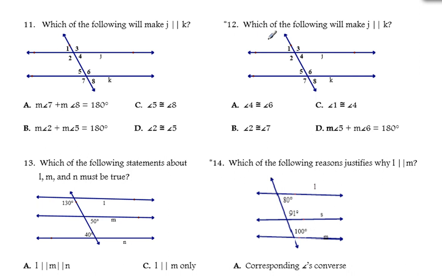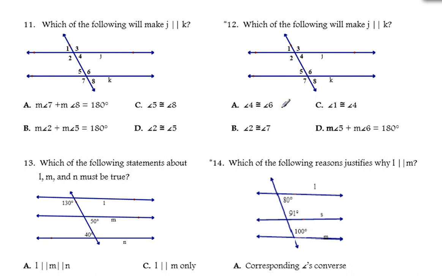All right, number 12, which of the following A, B, C, or D will make J parallel to K? Well, we're looking for, in our multiple choice, one of our parallel line relationships. If we can find one of our true parallel line relationships, then we can prove J is parallel to K.